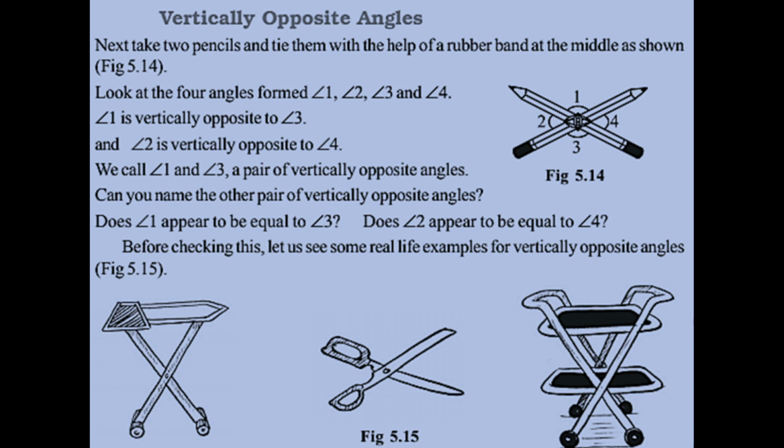Does angle 1 appear to be equal to angle 3? Yes, both are the same. Does angle 2 appear to be equal to angle 4? Yes, both are the same. From this what do you understand? Vertically opposite angles are always equal. Clear? Vertically opposite angles are equal.